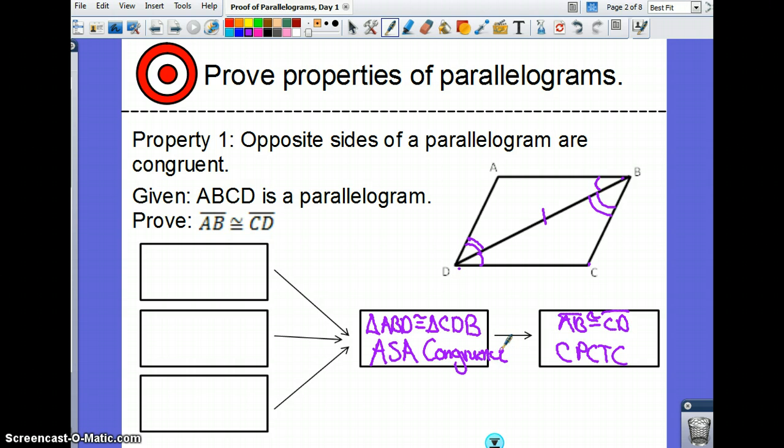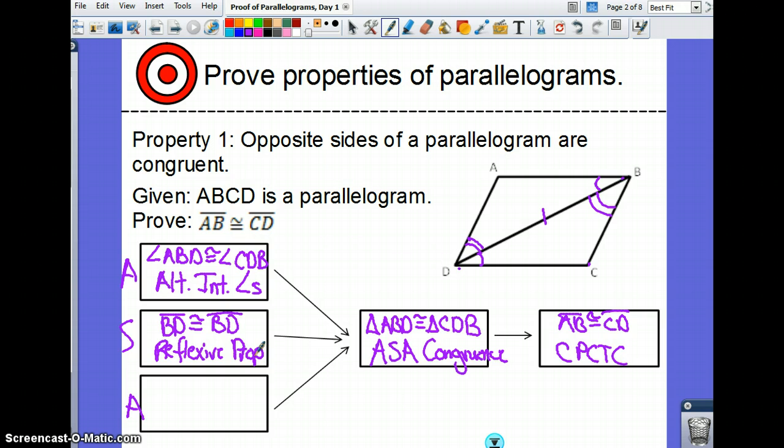Use angle, side, angle. That means that over here I'm going to have an angle, a side, and an angle. My first pair of angles, I have angle ACD right here. I'll say that that is congruent to this one down here, angle CDB. Remember that those are alternate interior angles. My side, well, it's that side in the middle, so BD is congruent to BD. And you know from your bell work, that's by the reflexive property.